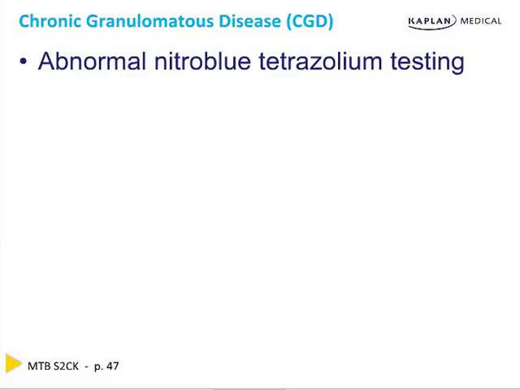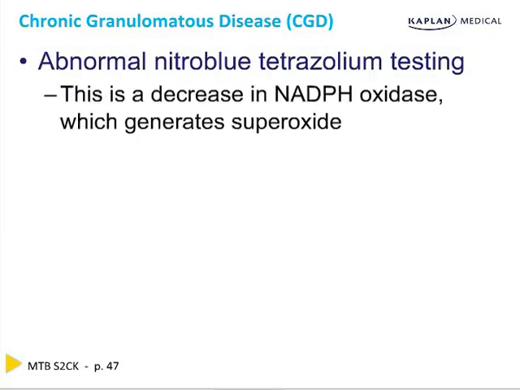The best diagnostic test for chronic granulomatous disease is an abnormal nitroblue tetrazolium test. What this test does is detect the decrease in the respiratory burst that produces hydrogen peroxide. That means the lack of NADPH oxidase, which generates superoxide. In CGD, the test is negative. It's not a positive test. It's a negative test, meaning that the paper that's used does not turn blue. Remember, in chronic granulomatous disease, the test is negative and the paper does not turn blue.